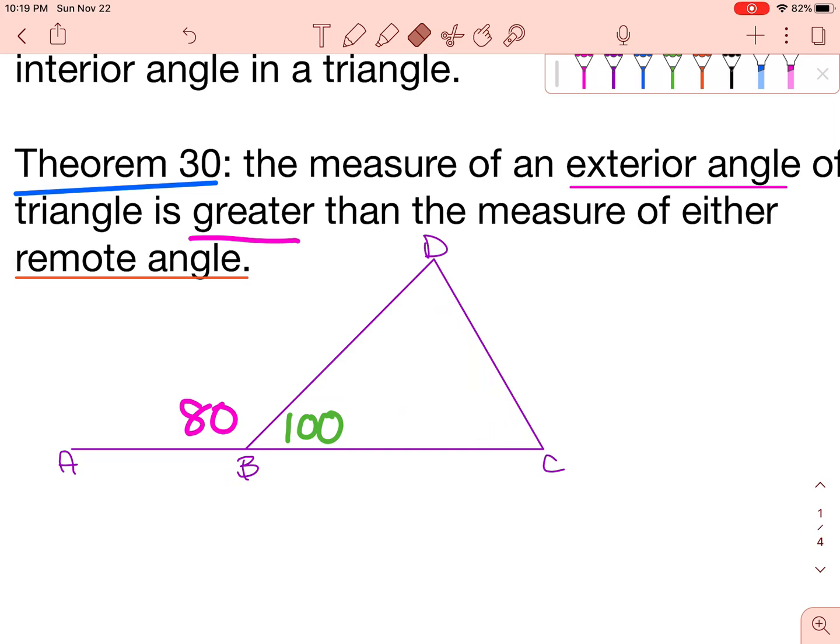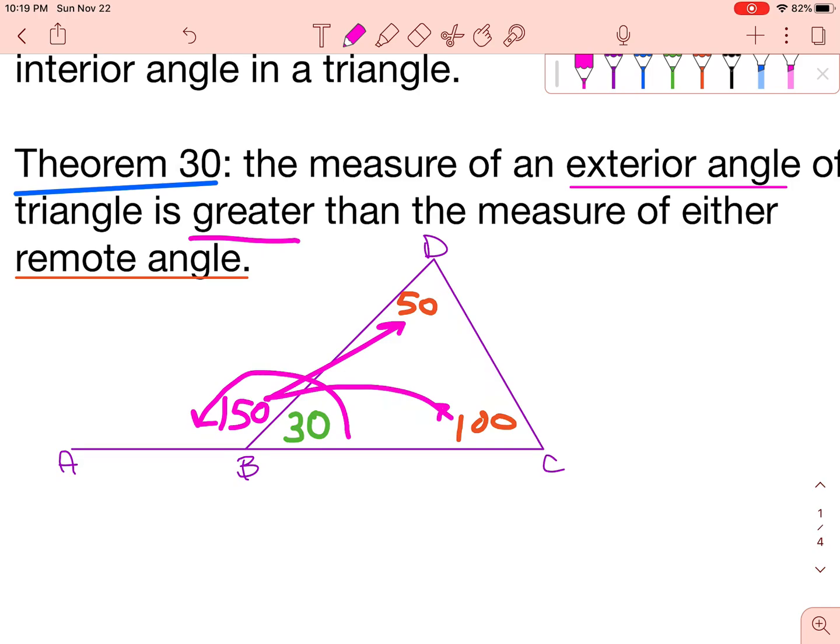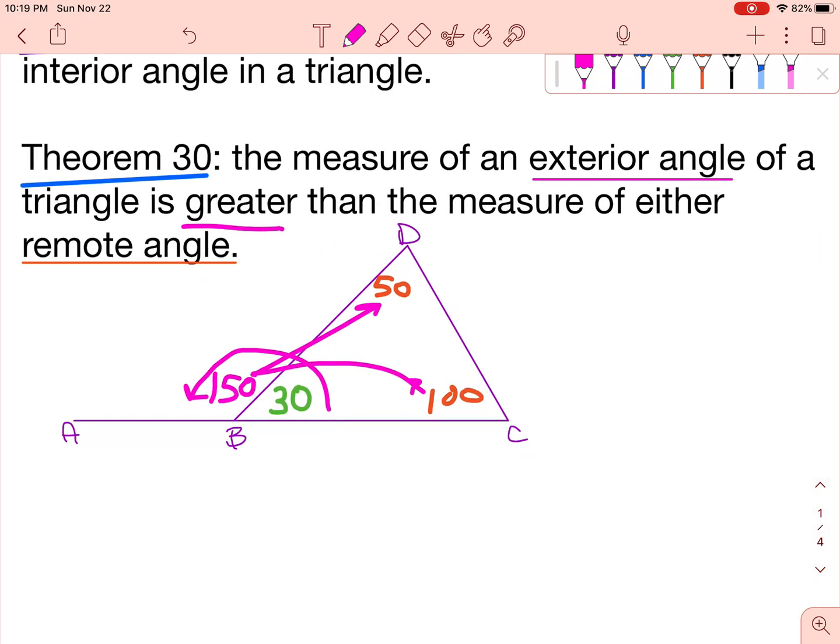Now I just made the 50 and the 30 up, so we can try something else. Let's make one of them obtuse. We'll do 50 and 100. Again, if this is 50 and this is 100, a triangle adds up to 180, so this would be 30 degrees. Because this is supplementary right here, this has to be 150 degrees. Oh, look, it's bigger than 50 and it's bigger than 100. That's what the theorem states: this exterior angle is going to be bigger than either of these 2 remote angles.